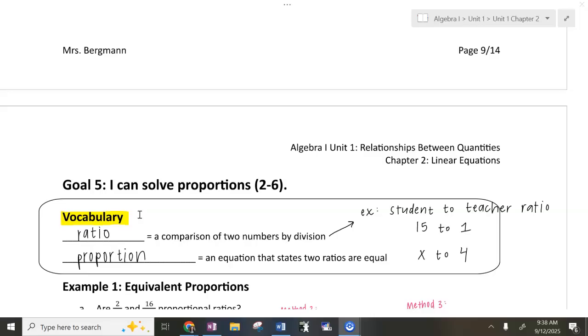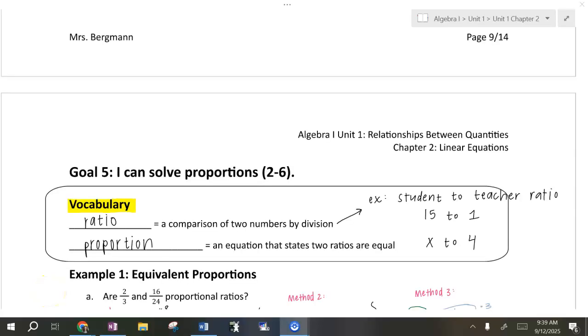Some other ways ratios might be written are horizontally. For example, if you are looking at a student-to-teacher ratio, which you've probably heard of before, like when you were searching for what school you wanted to go to, and they were telling you information about their school, they probably told you the student-to-teacher ratio. So if it said something like 15:1, that would mean that there are 15 students for every one teacher. It compares those two numbers together.